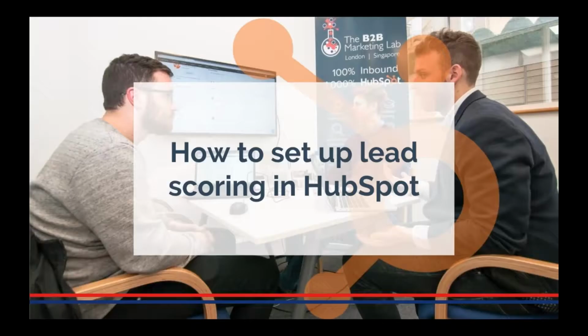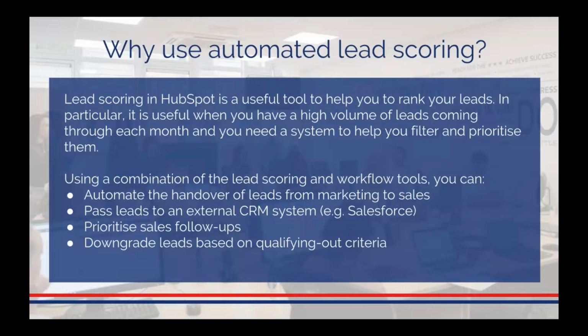So today we're going to look at how you can set up lead scoring in HubSpot. Just to get started, on why you would look at automating lead scoring in HubSpot: the lead scoring tool is really useful to help you rank leads. It can be really useful if, in particular, you've got a high volume of leads coming through into your portal each month, and you need some kind of system in place to help you filter and prioritize those leads. You can use a combination of lead scoring and the workflow tools to automate the handover of leads from marketing to sales.